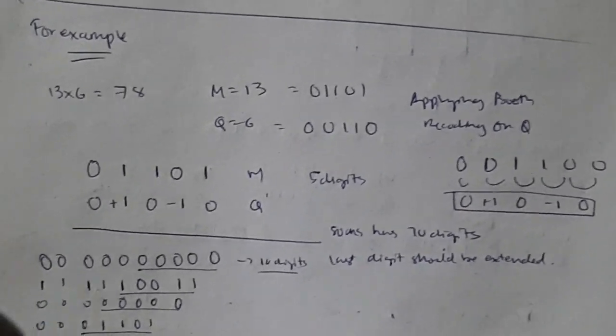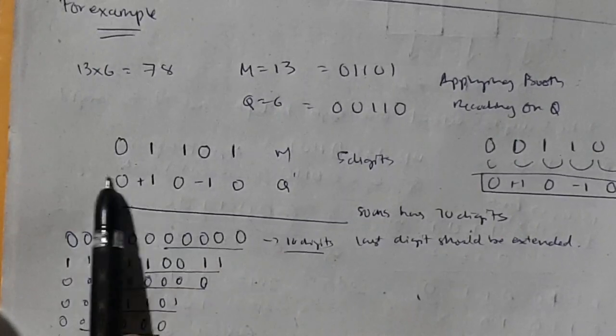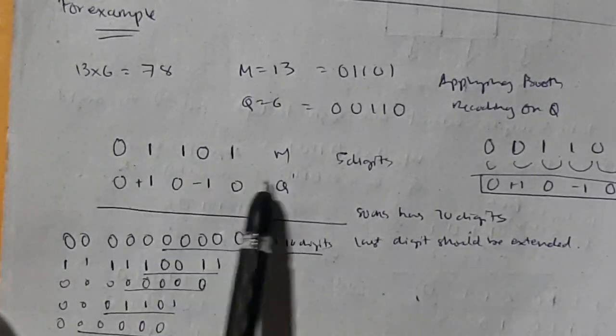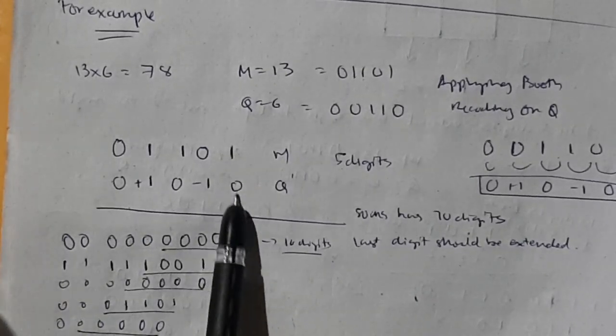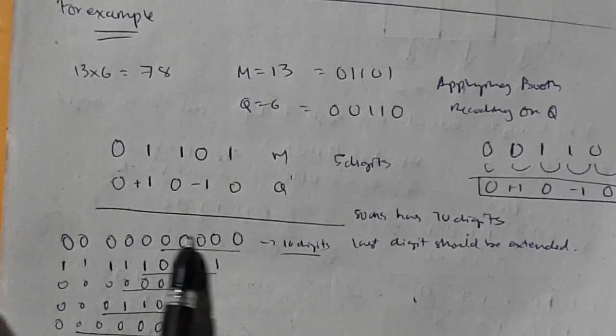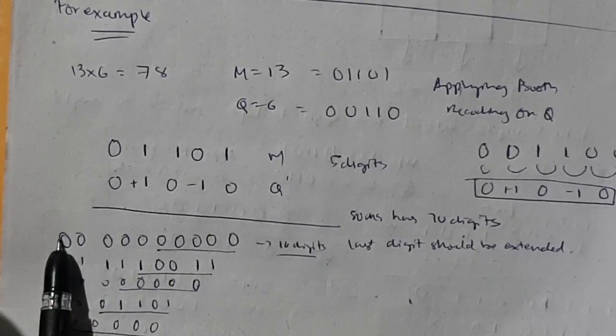Then after that, write m here and the q which you got right here, like this only: 0 minus 1 0 plus 1 and 0. Now it's 5 digits, right? So in the product you will have 10 digits total. First you multiply this, 1 into 0 is 0, 0 into 0 is 0. Like that for all you will multiply and write 5 digits here. Total should be 10 digits, so again 5 zeros you will put here.